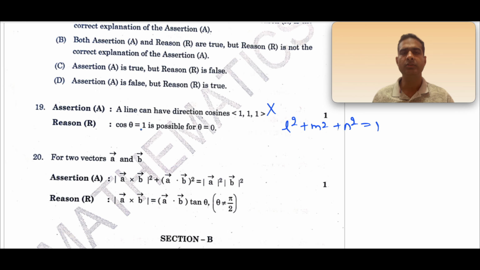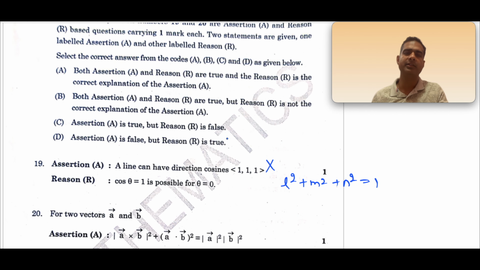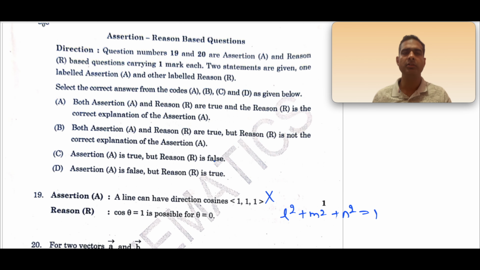And the reason is cos theta is equal to 1 is possible for theta is equal to 0. So this statement is correct, but this is not the correct explanation of the assertion. So assertion is false, but reason is true. So option D will be your answer in this case.